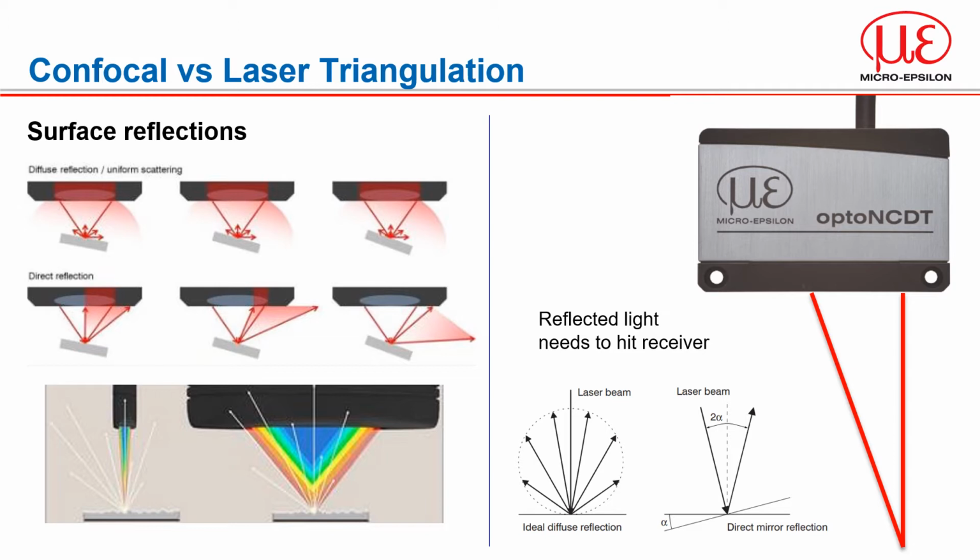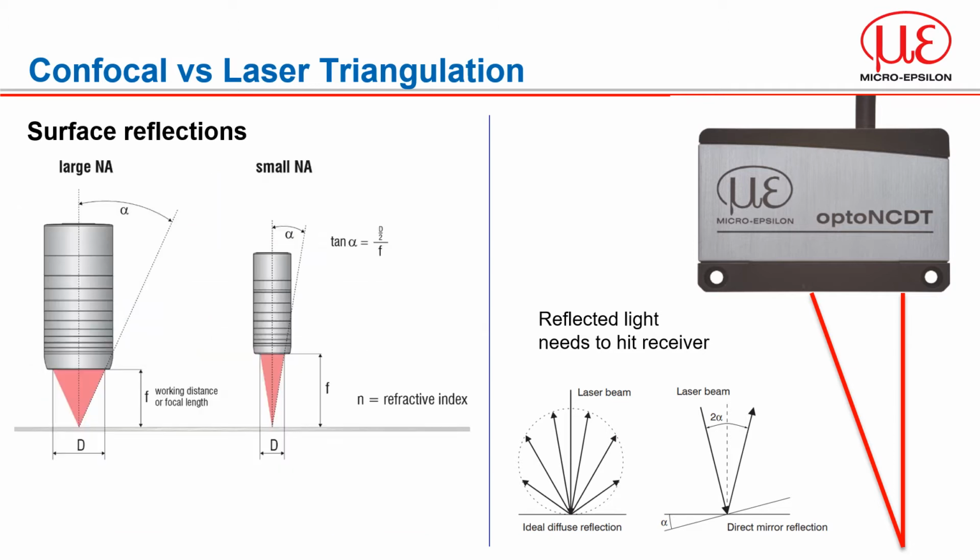When the surface is giving a specular reflection, however, then the laser sensors will either not measure or have to be angled to try and get the light to hit the receiver. In either case, any tilt or change will cause the laser to again stop measuring. Because the confocal sensor is using a circular aperture and the optics are aligned, then specular surface reflections are captured just as easily as diffuse without any adjustments to the sensor.